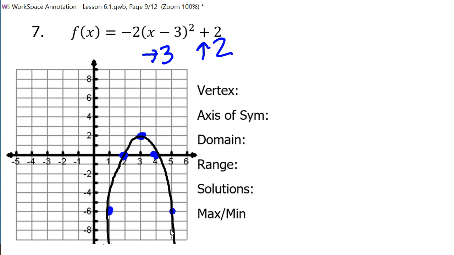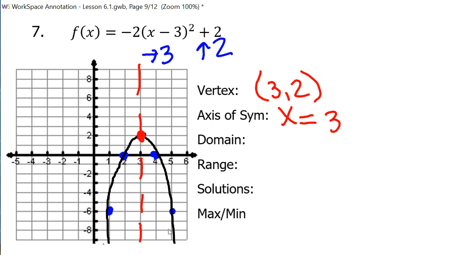What is the vertex? 3, 2. What is the equation for that axis of symmetry? It has to be an equation, so we need x equals 3. What's the domain for all parabolas? Negative infinity to positive infinity.